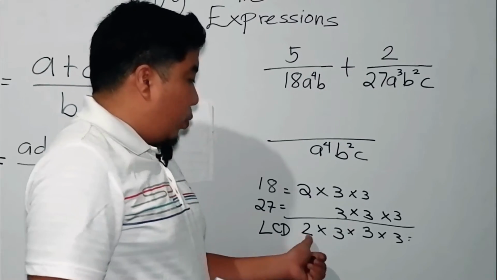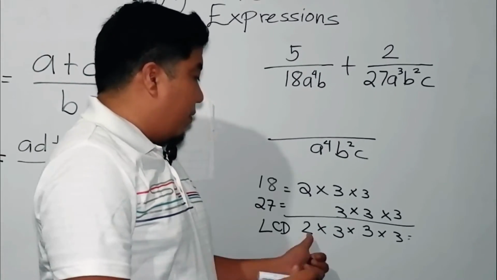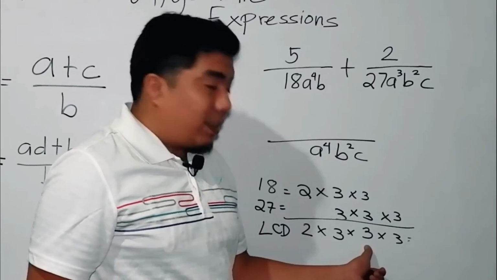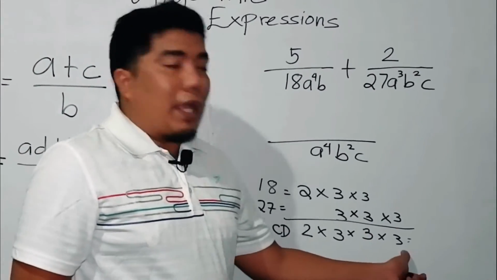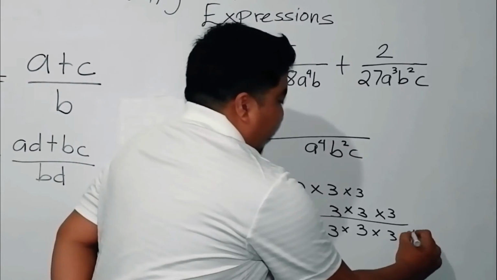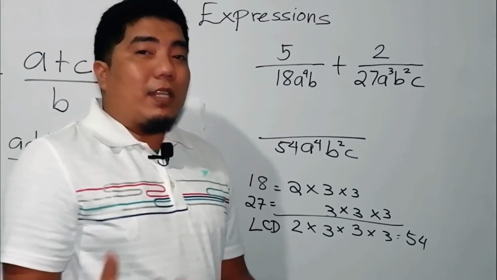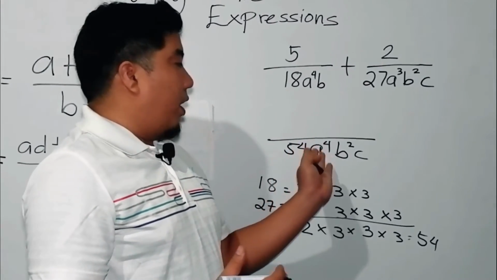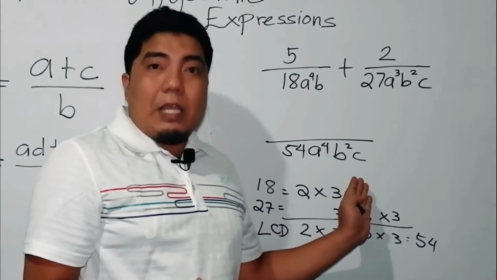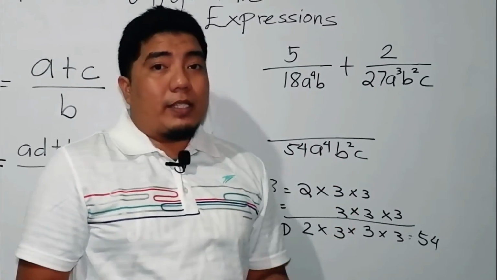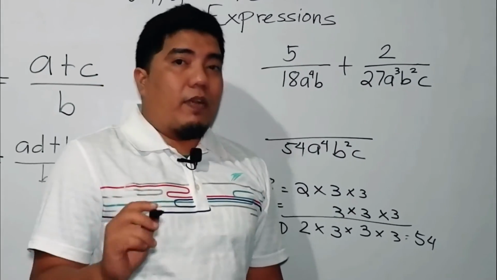So, what we will do here is multiply all the factors of the LCD. We have 2 times 3, that is 6. 6 times 3, that is 18. 18 times 3, that is 54. So, our LCD is 54a to the 4th b squared c. I hope you got that one. Remember, what I did with the variables is I copied the highest exponent.